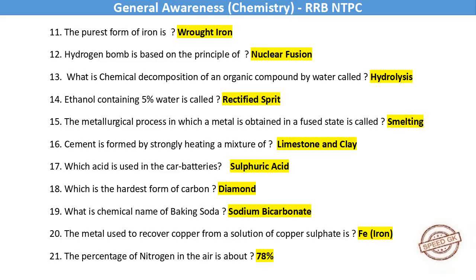Which acid is used in the car batteries? Sulfuric acid. Which is the hardest form of carbon? Diamond. What is chemical name of baking soda? Sodium bicarbonate. The metal used to recover copper from a solution of copper sulfate is Fe, iron. The percentage of nitrogen in the air is about 78%.